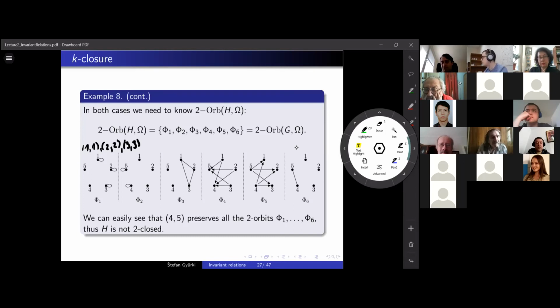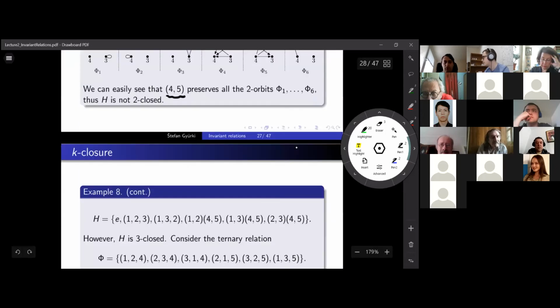Now, if we have these pictures, we can easily see that this transposition 4, 5 is an automorphism of all of these 6 displayed graphs. And this means that our group H is not 2-closed. On the other hand, if we proceed using the second way, then one can count the 2 orbits of G and see that it has 6 2 orbits, precisely the same as the group H had. So here we had a group H which is not 2-closed.